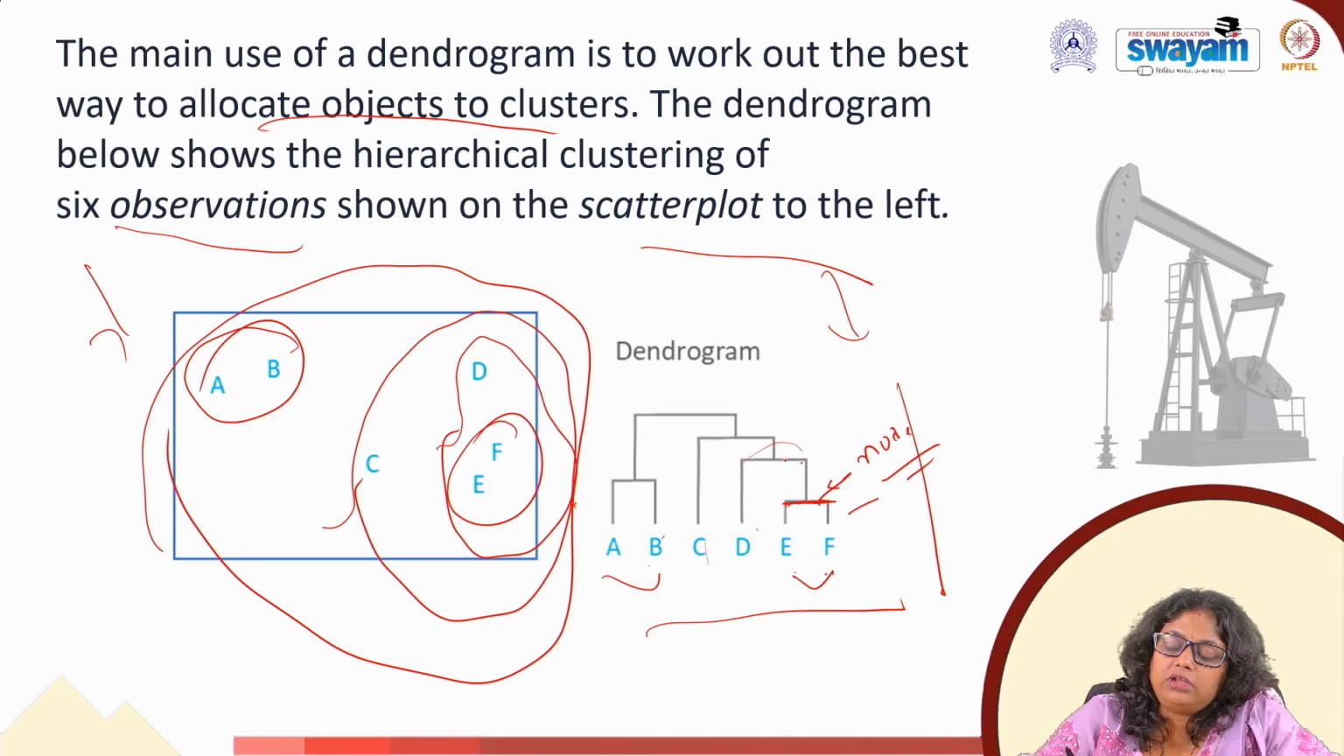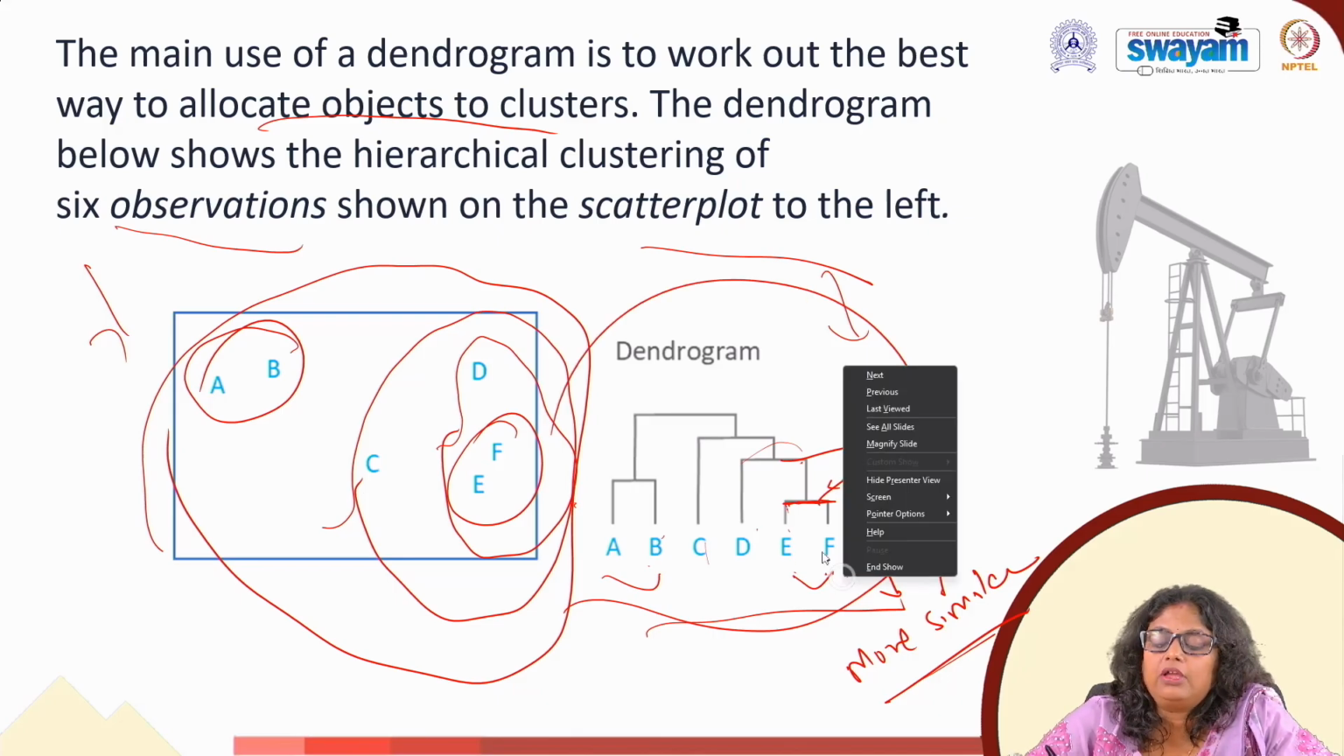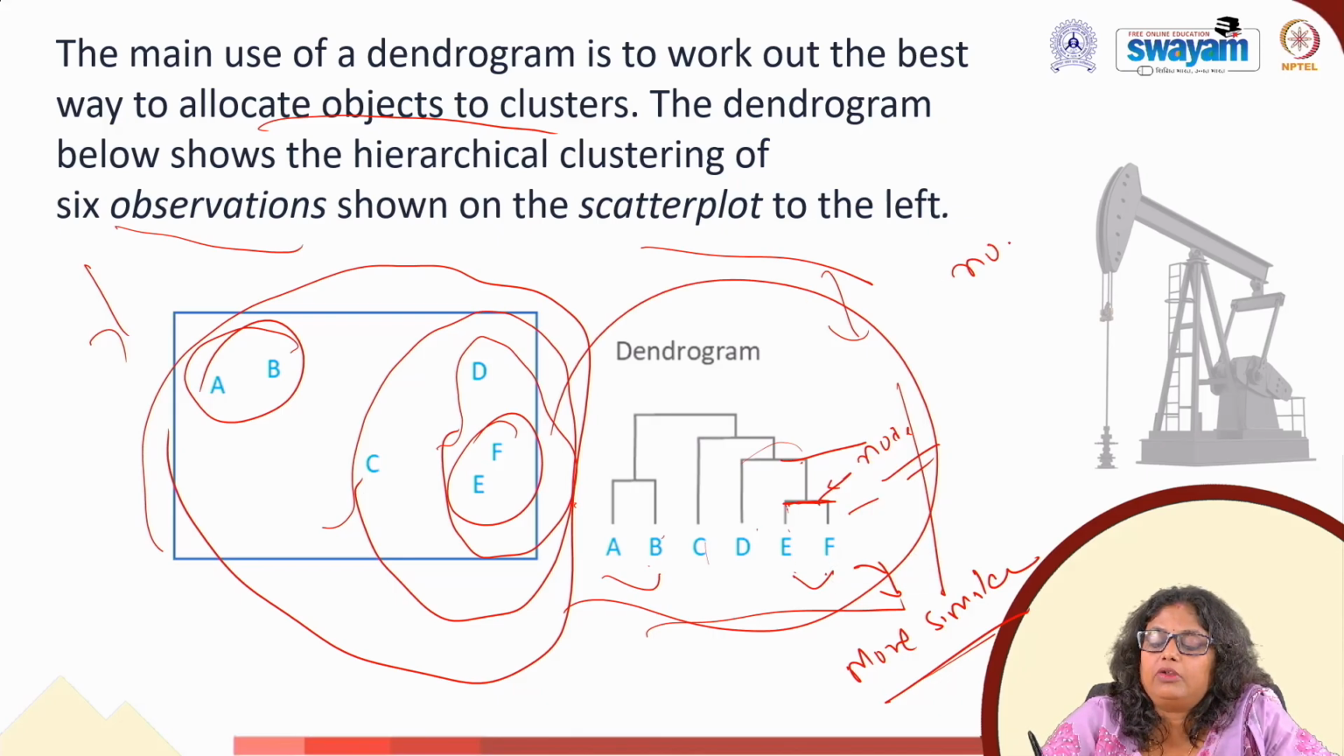So this all is merged here. Okay, so what we can see, there is just vertical distance we are talking about. If this distance is less, then they are more similar. In this diagram, these two are the most similar. Okay, now we are talking about the number of clusters.